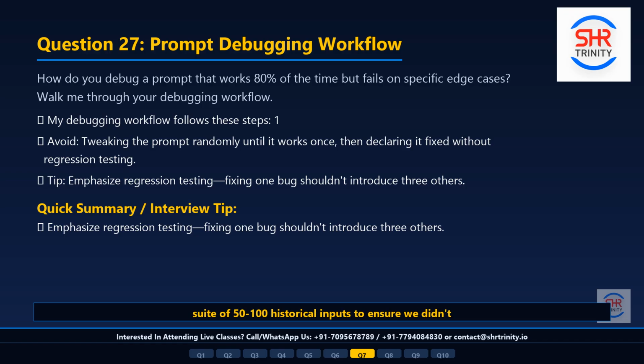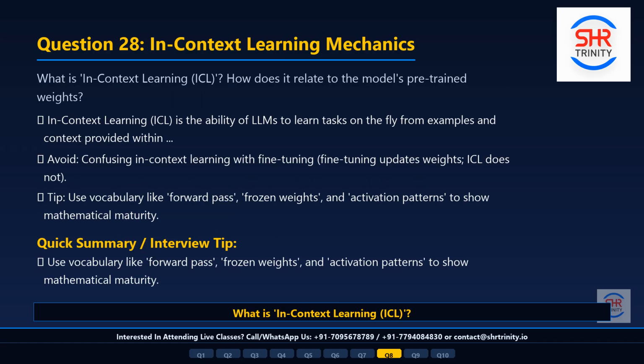Question 28. What is in-context learning, ICL? How does it relate to the model's pre-trained weights? In-context learning, ICL, is the ability of LLMs to learn tasks on the fly from examples and context provided within the prompt, without any parameter updates or weight modifications.